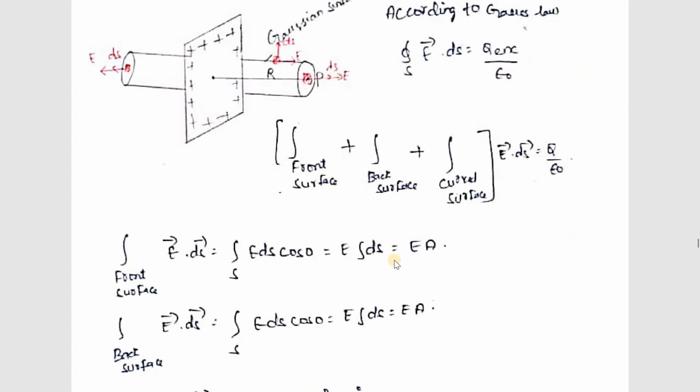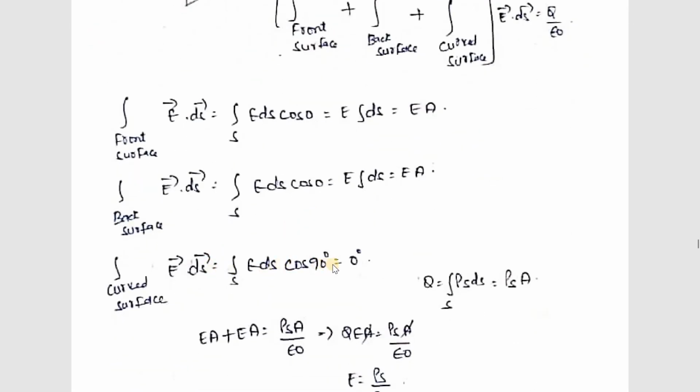So let me consider that the area of that surface is A. So we can write EA. Similarly, for the back surface also, E dot ds, that is E ds cos 0. So E integral ds, so it is EA. But here it is 90 degrees. So for the curved surface, cos 90 is 0. So this will become 0.